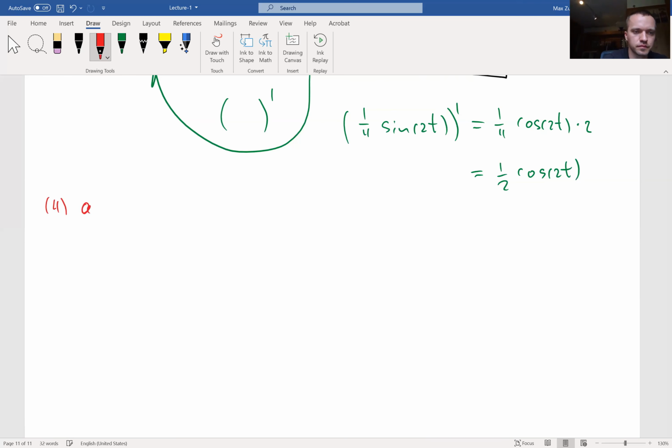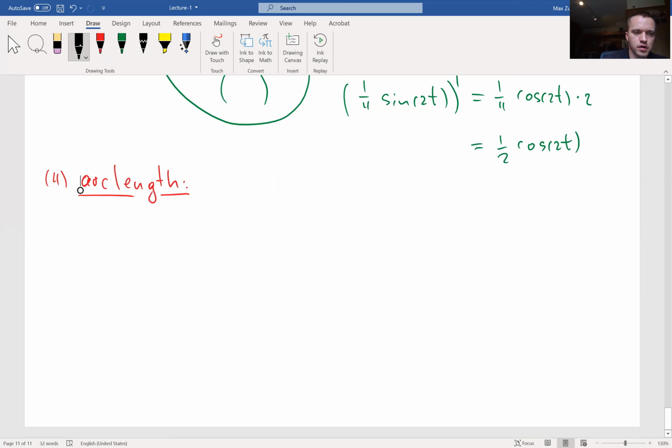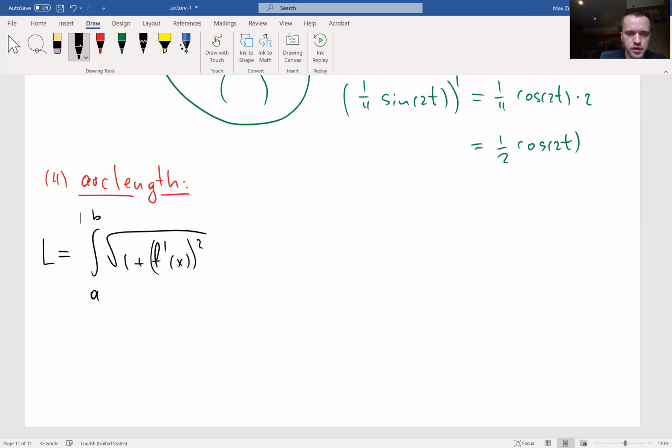It's going to be arc length. Okay, so finding the formula for the arc length, I will just give it to you. It's L, when x changes between, let's choose a and b, and this is going to be the integral of the square root of 1 plus f prime of x squared dx.